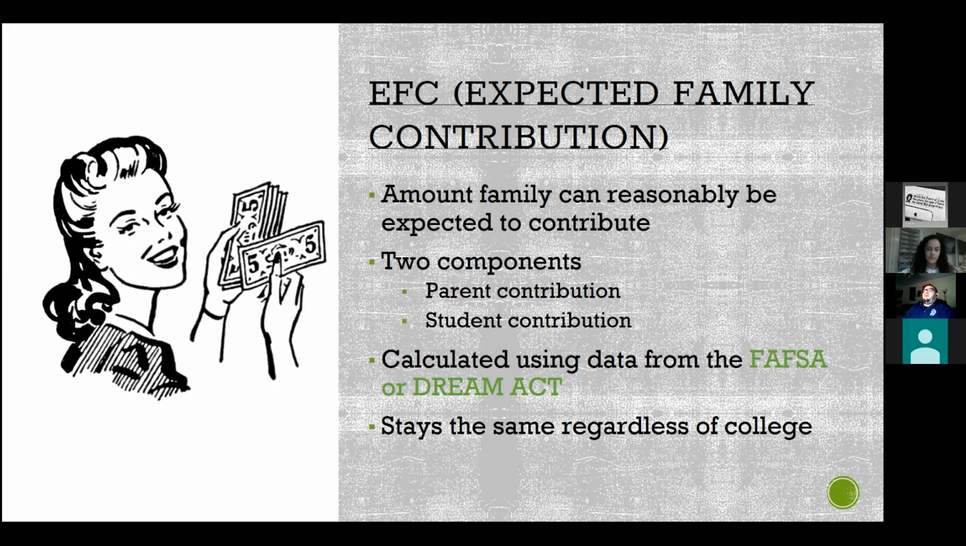Put it this way. EFCs of 0, I've seen a family of like 5 with an income of like $50,000, and they still have an EFC of 0. So again, the lower the EFC number is, the less amount your family is expected to contribute to your education. It doesn't necessarily mean that they have to pay this money. It just means they're offering you slightly less.